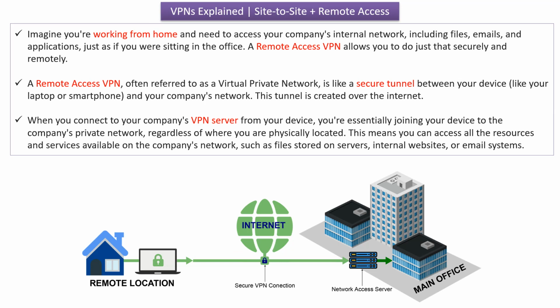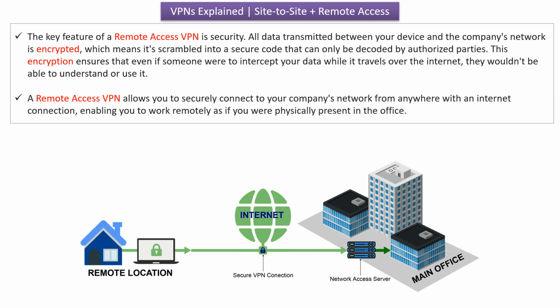When you connect to your company's VPN server from your device, you are essentially joining your device to the company's private network, regardless of where you are physically located. This means you can access all the resources and services available on the company's network, such as files stored on the servers, internal websites, or email systems.